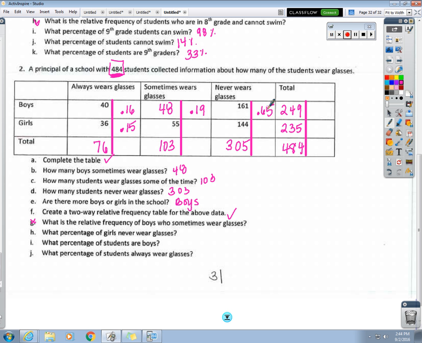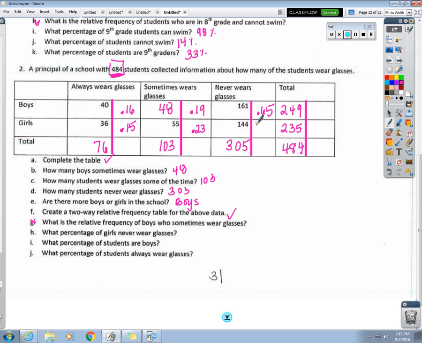Right, and so now that we've calculated all of the percentages for boys, we need to check them and make sure they add up to what? 1. Okay, and those do. Now let's do the girls. How do you figure out how many girls sometimes wear glasses? Right, 55 out of 235, which is?